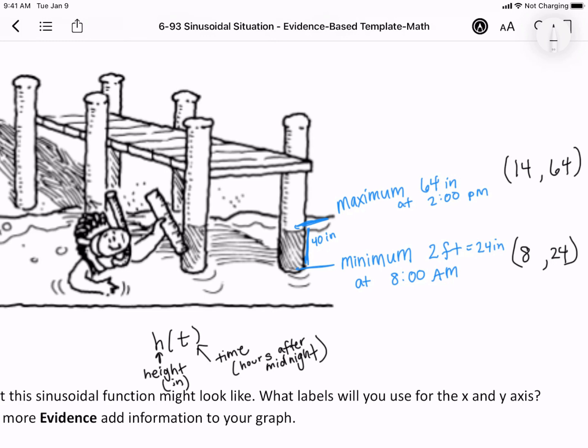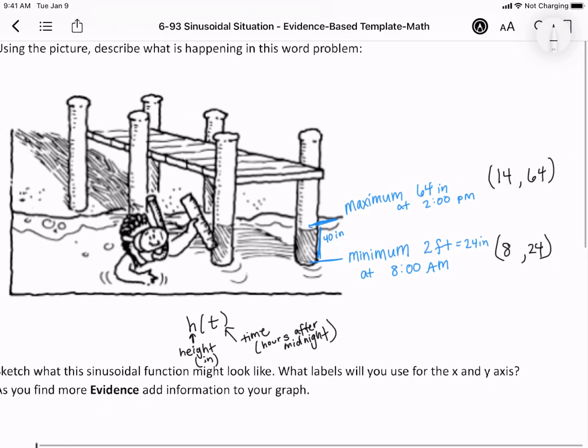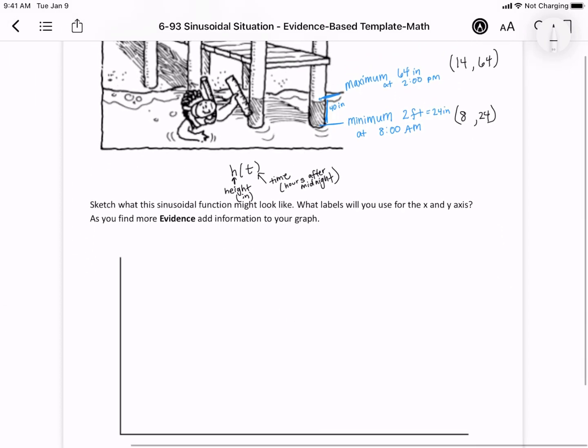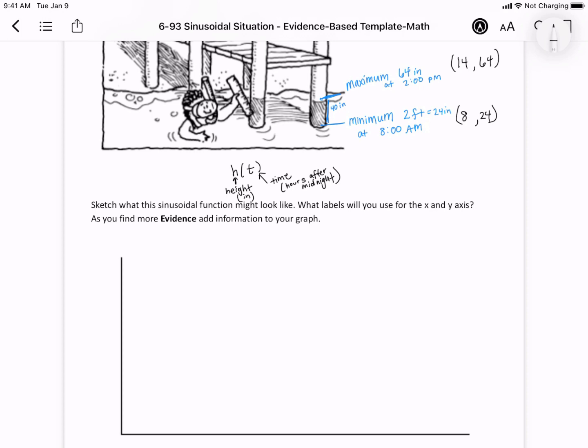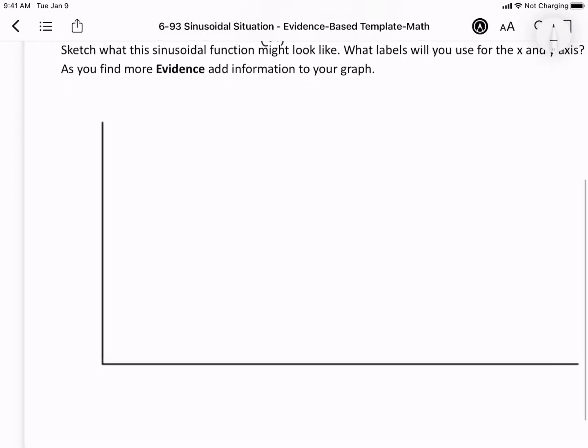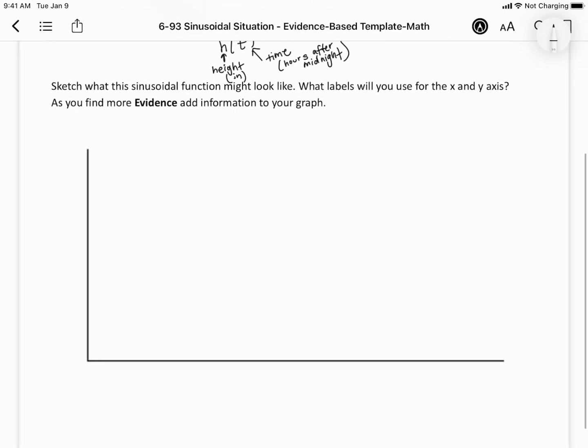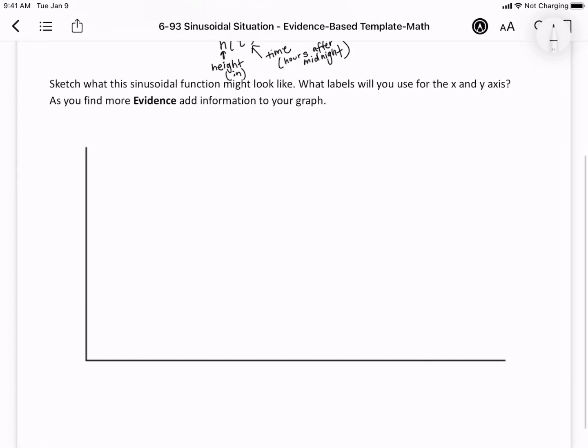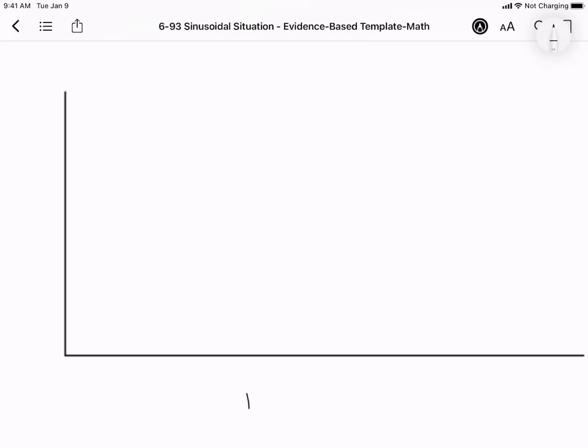So those are my 2 points, and I'm going to plot them on the graph down here. On my graph, I have my variables height and time. Time always goes on the x-axis. So we're going to put time down here, and time is, again, hours after midnight. Which means my height goes over here, and that's in inches.